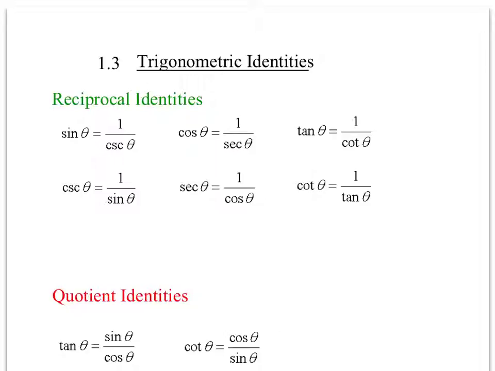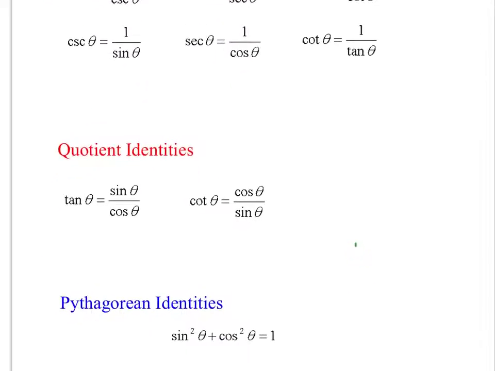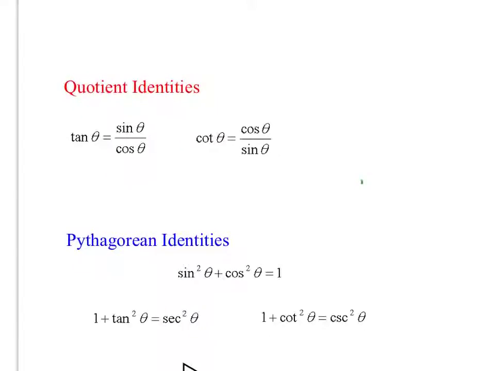And then we have our quotient identities. Now these will be new to you, and these will actually be very handy to you. In fact, you'll want to look at quotient identities. It's one of the most common things that you'll use. And so what you see is if you have the tangent of an angle, you can rewrite that as the sine of that angle over the cosine of that angle. That's going to come in very, very useful.